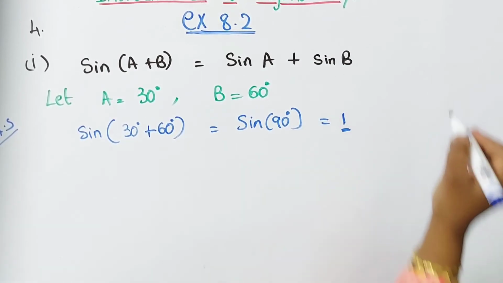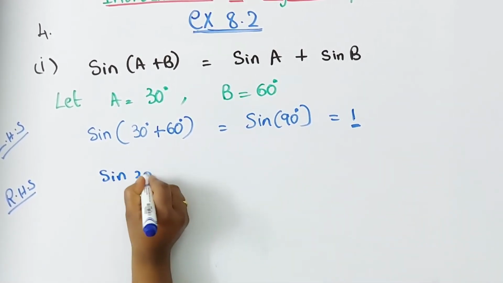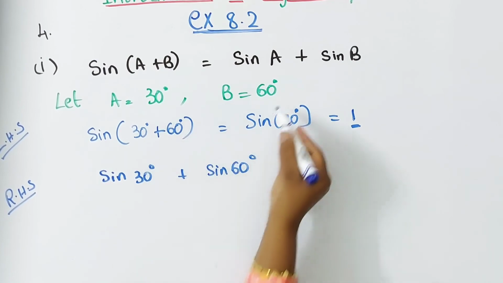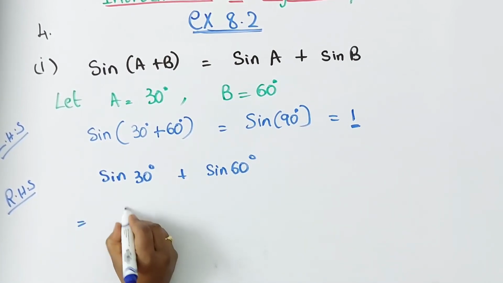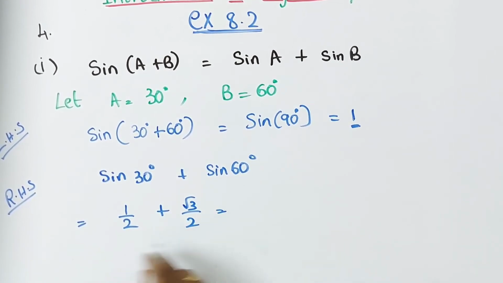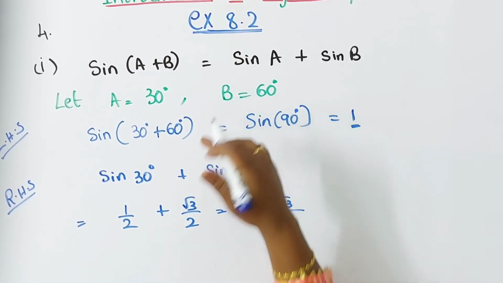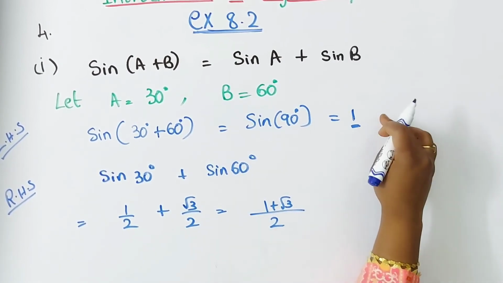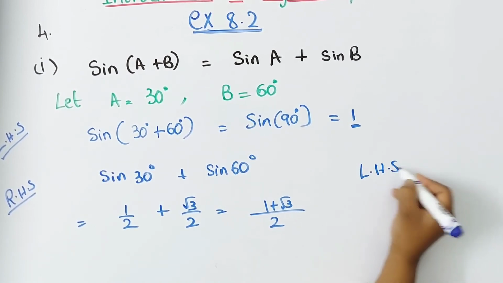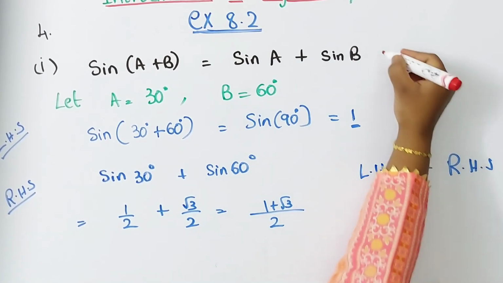Now we'll check the RHS value. This part, sine A, that means sine 30 degrees plus sine B, that is sine 60 degrees, because we took A as 30, B as 60. Now sine 30, children, it is 1 by 2. And sine 60, children, it is root 3 by 2. Right? Let's take LCM. It is 2 and 1 plus root 3 by 2. Now check here. Sine of A plus B, that means 30 plus 60, is sine 90, which is 1. And this value is 1 plus root 3 by 2. So here LHS is not equal to RHS. So our statement is false, children.